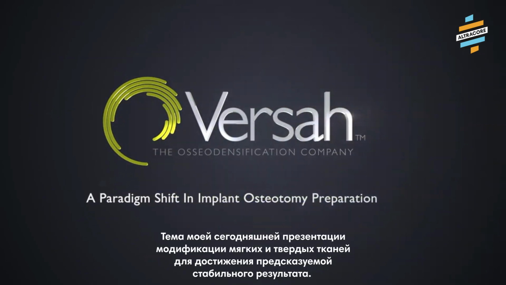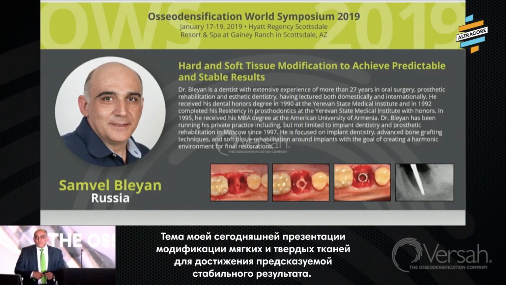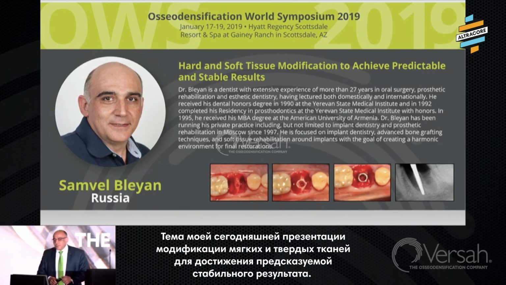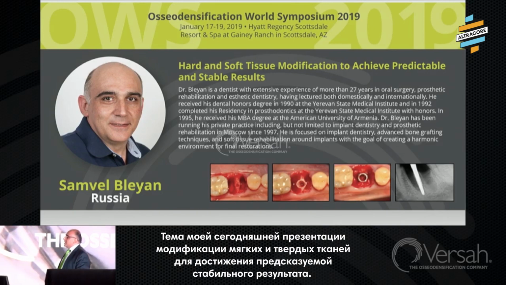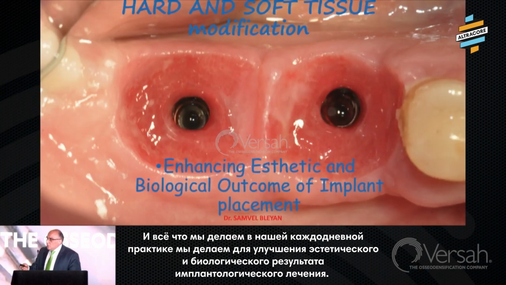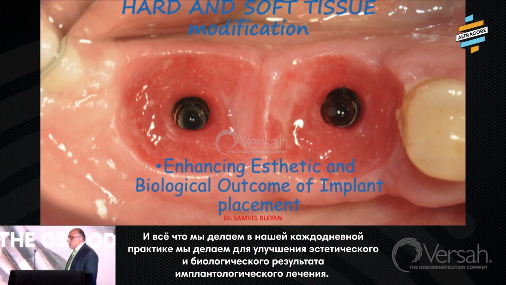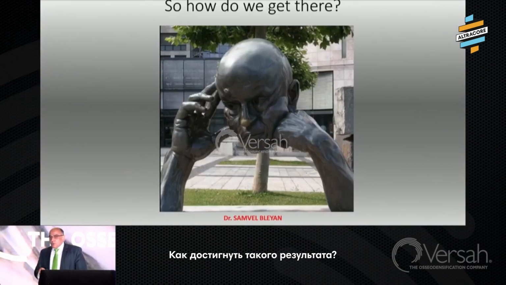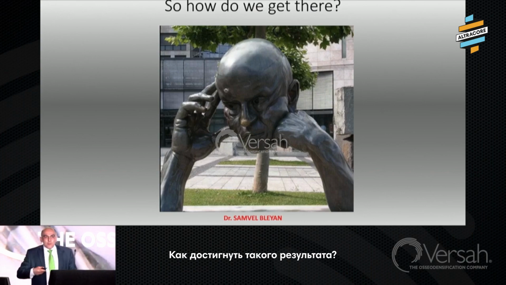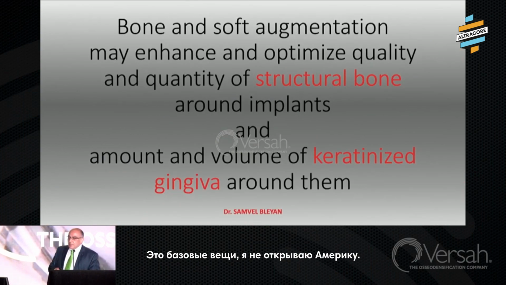The topic of my presentation today is hard and soft tissue modification to achieve predictable and stable results. And all we do in our everyday practice leads us to enhancing the aesthetic and biological outcome of implant placement. So, how to get there? What do we have to do for this result?